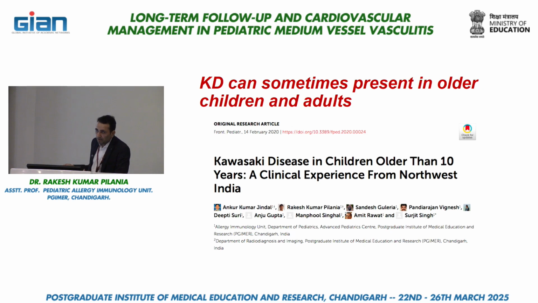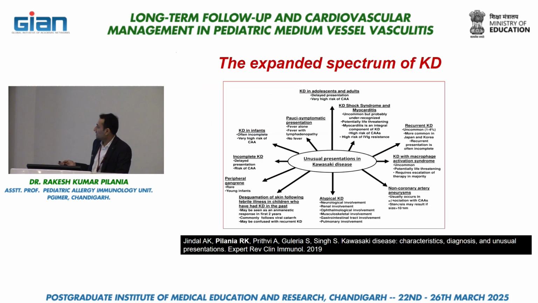The other extreme is that KD can sometimes present in older children and adults. Similarly, there would be delays in diagnosis, and because of delays in diagnosis, again the chances of development of coronary artery abnormalities would be significantly high. So KD is not one disease, and we have an expanded spectrum of disease. It presents differently in infants, it can present differently in older children and adults, and sometimes it can have atypical manifestations.